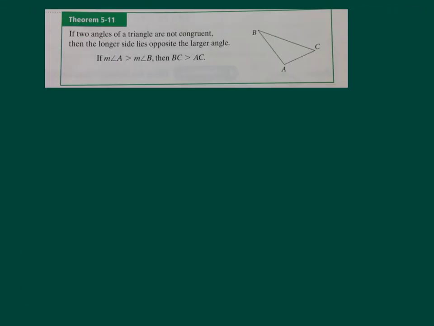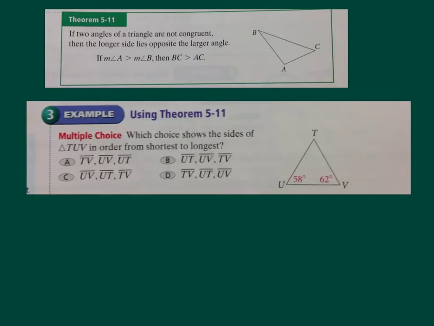Our next theorem states that if two angles of a triangle are not congruent, then the longer side lies opposite the larger angle, which is just the opposite of what we said. If the largest side is opposite the largest angle, then the largest angle is going to be opposite the longest side. Now let's see if we can apply this to example 3. It asks you to put the sides in order from shortest to longest. Please pause the video while you try to figure this out.